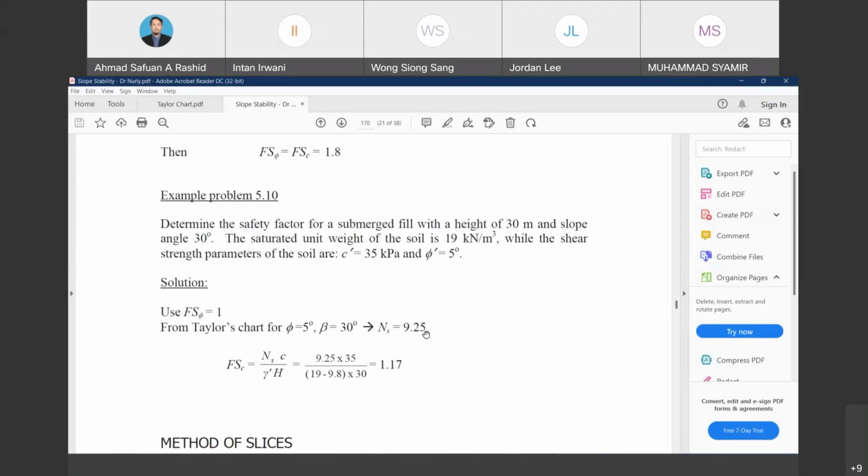Then she used the 9.25 with the rest of the parameters, and she obtained 1.17. So in this case, she assumed that FSV is equal to FSC, because 1 equals 1.17. If 1.17 is rounded to one decimal number, it becomes 1.2, or without any decimal number, it becomes 1.